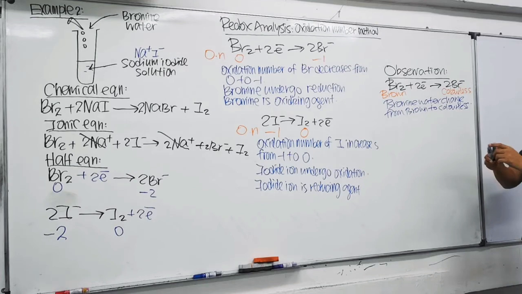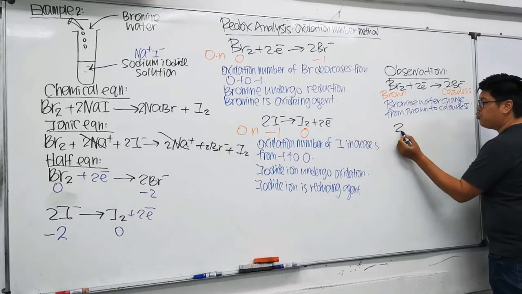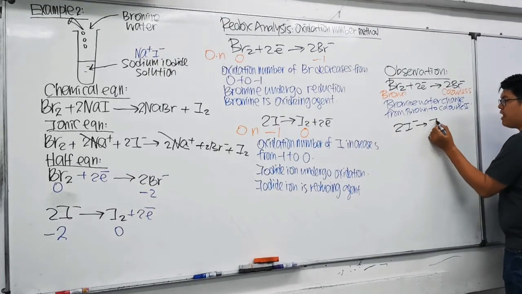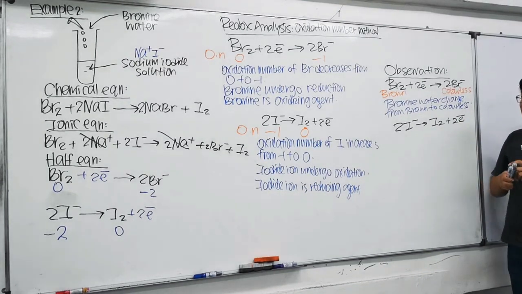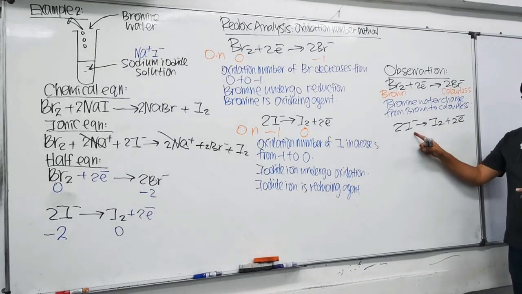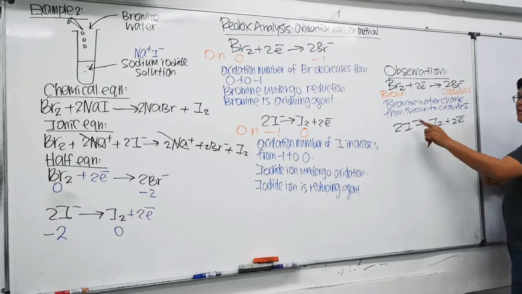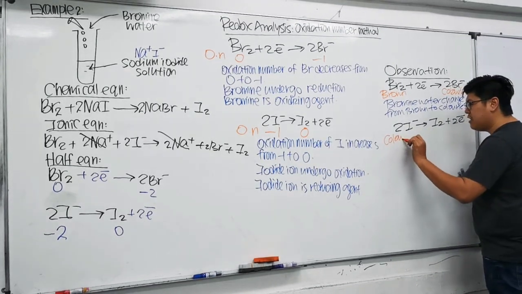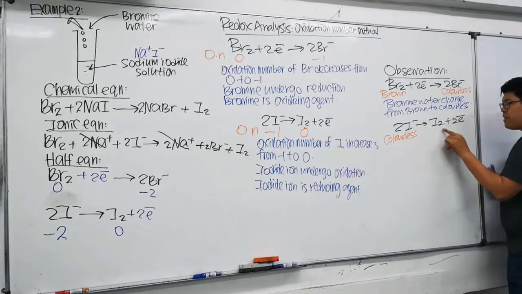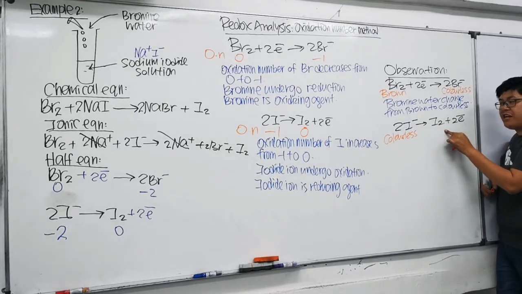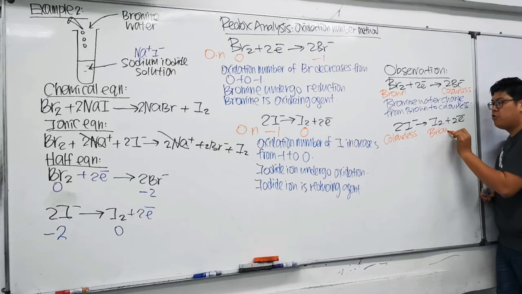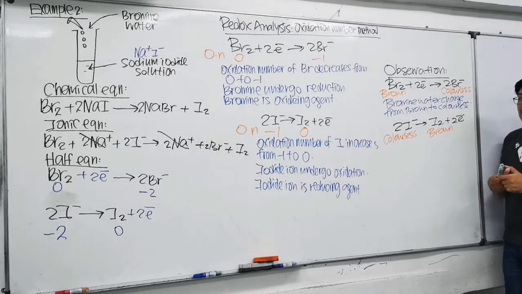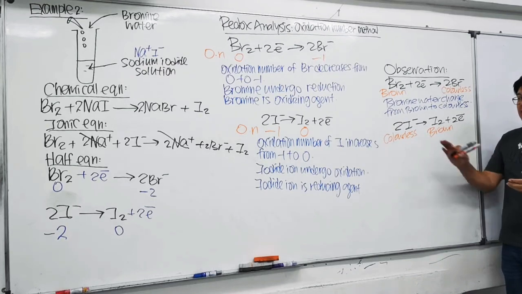Okay, second half equation. This one. 2 iodide become iodine coupled with 2 electrons. Same thing. Let's look at the color. Iodide. Group 17 ion. All group 17 ions are colorless. So iodide now becomes iodine. Iodine is a halogen. Halogen has color. Iodine is brown. So colorless becomes brown. So you must specify who changed from colorless to brown.